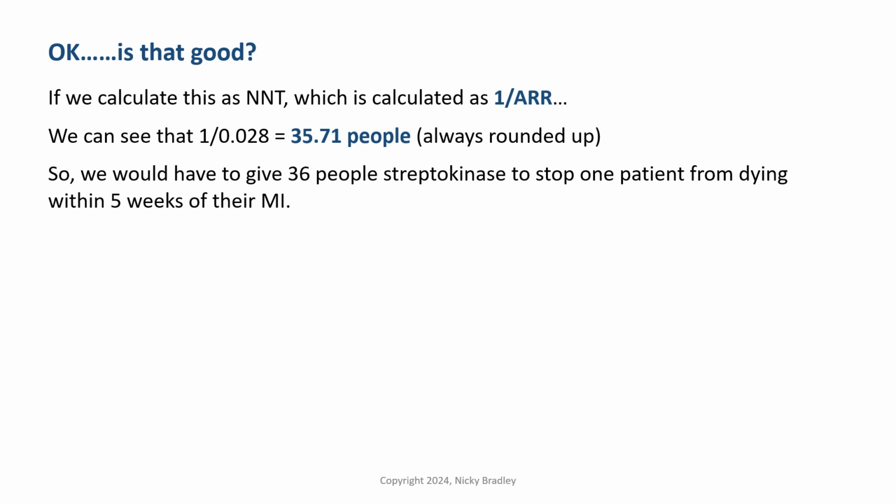So numbers needed to treat is the number of people we need to treat for one person to benefit, remember. So in the terms of this study, 36 people would have to be treated with streptokinase to stop one patient from dying within 5 weeks of their MI.